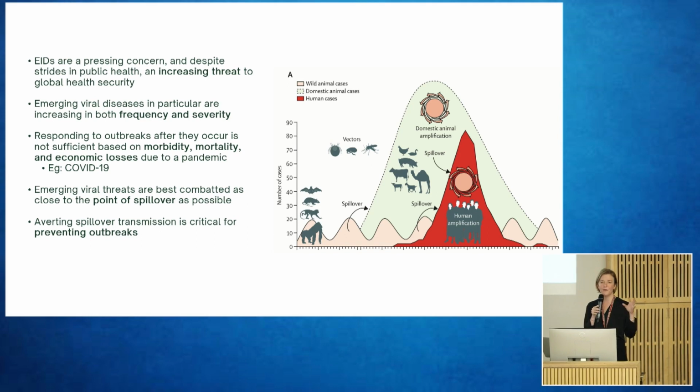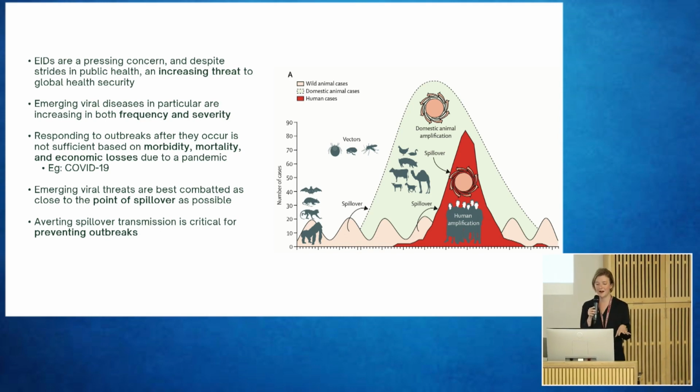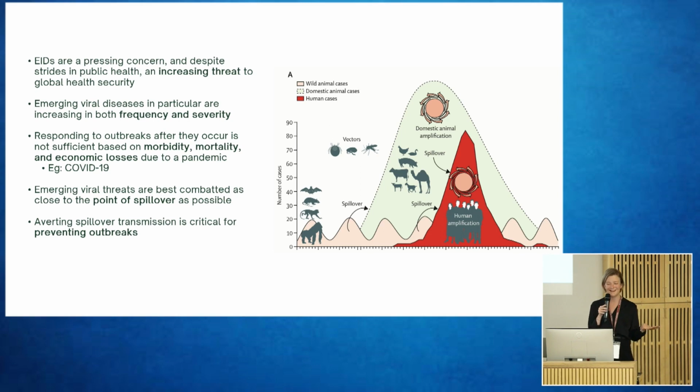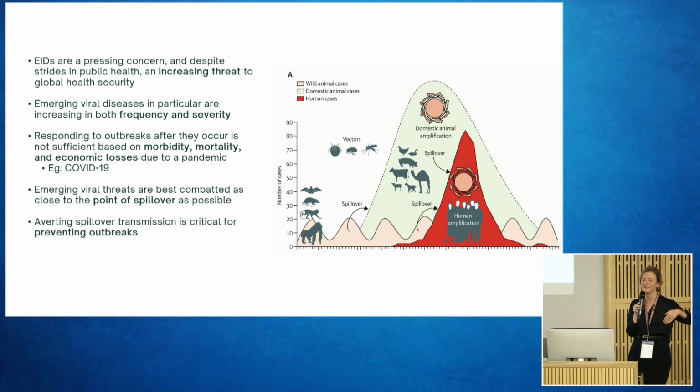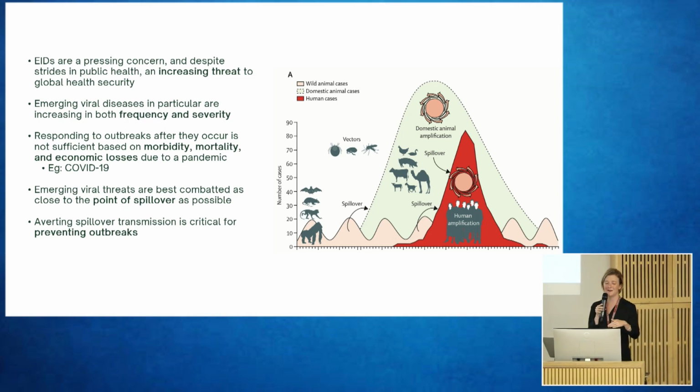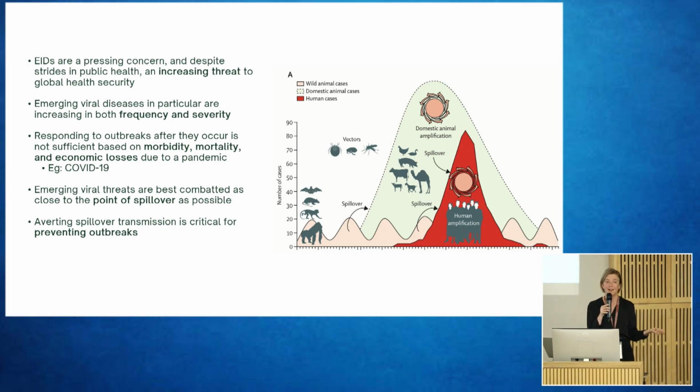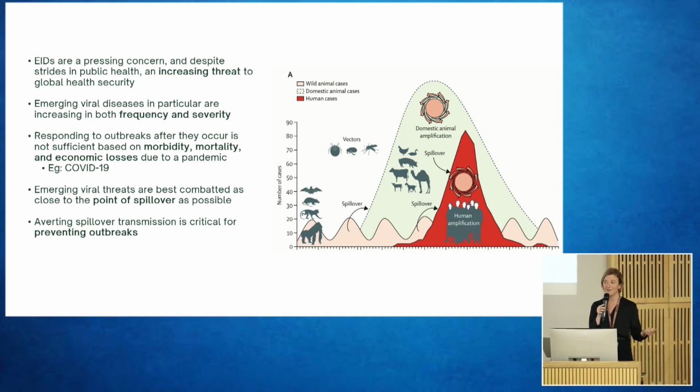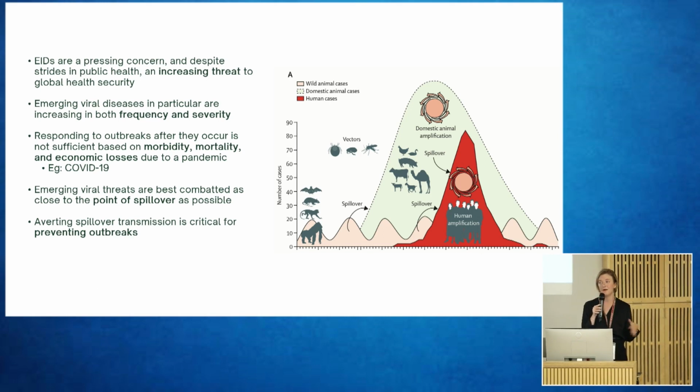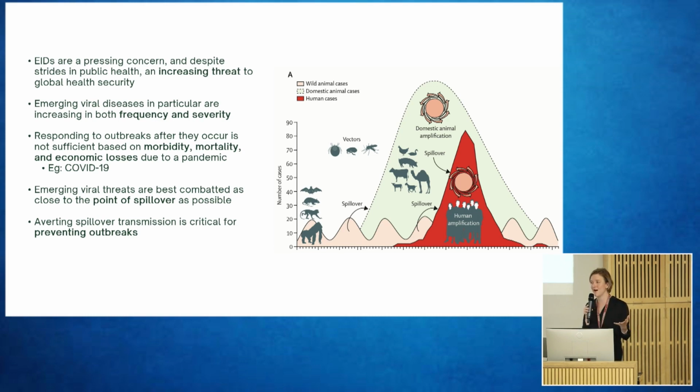Now, what we're coming to understand about this threat is that it is not sufficient to respond to these threats after they've spilled over into human populations. So responding to outbreaks after they occur isn't sufficient based on illness that occurs at that point, deaths that occur, and the astronomical economic losses due to outbreaks in humans. So this figure here on the right is a conceptual model that really shows the value added of working at the point of spillover to combat these threats.